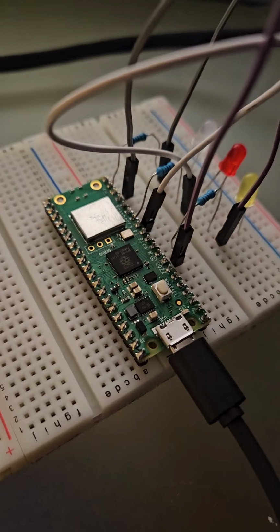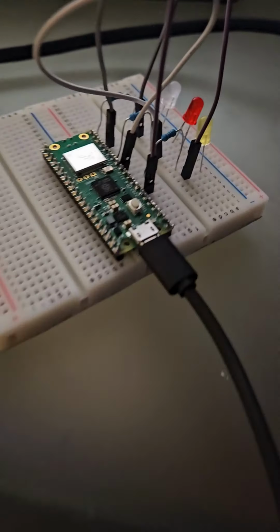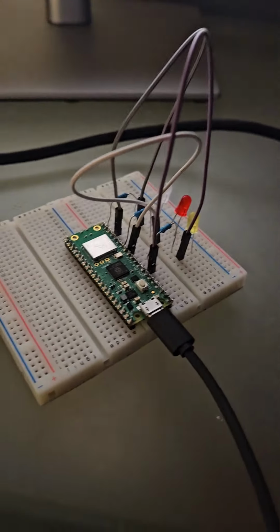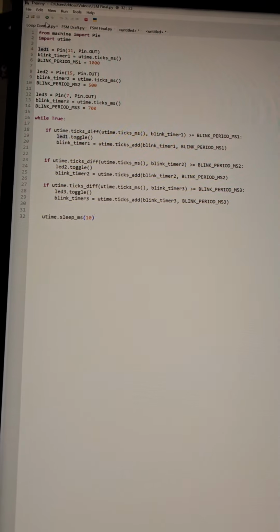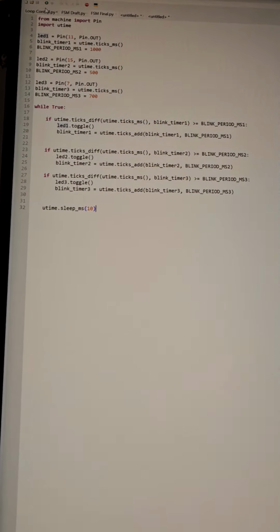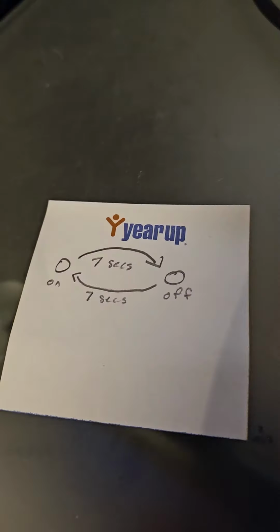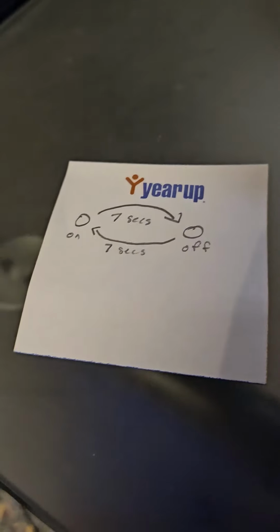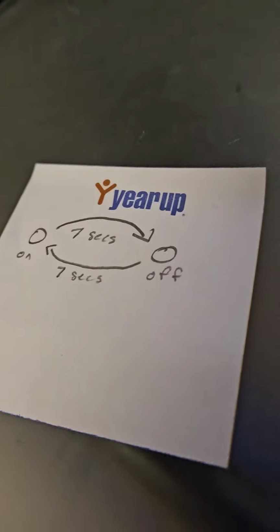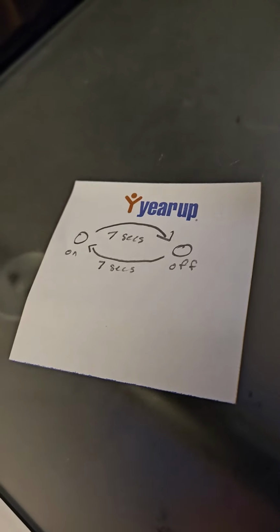Here's another video about our Raspberry Pi Pico W, and today we're going to be talking about finite state machines. So here's our code, and essentially what a finite state machine is, it's going to switch between two different states, and finite means that it's limited. So there's a certain number of states it's got available, and it's going to know what state it's on, and it's going to switch between states.